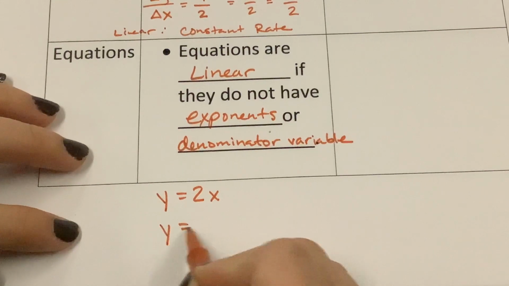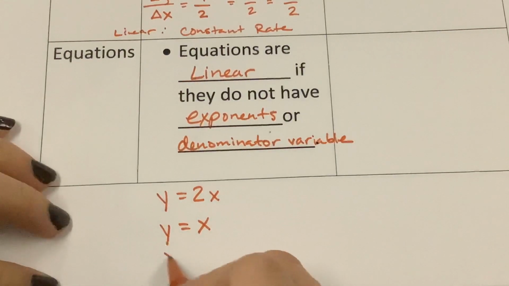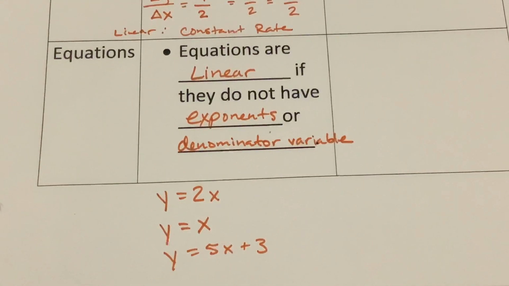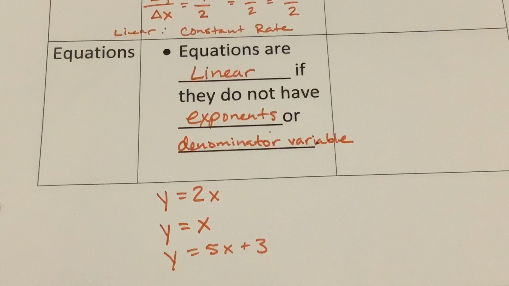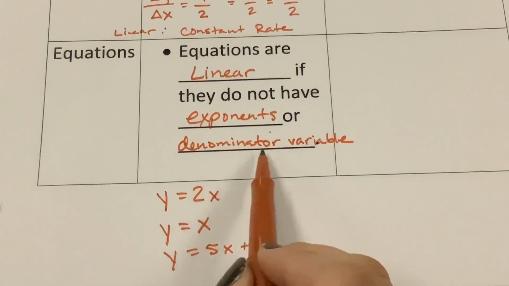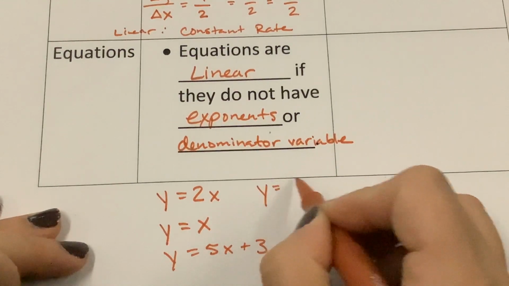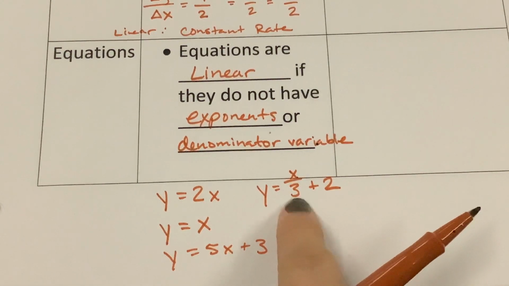Also, if I write y equals x, does it have an exponent? Does it have a denominator? No, so it's still linear. If I wrote y equals 5x plus 3, that's still linear. As long as it doesn't have these two components, it's linear. As long as it does not have an exponent or a variable in a denominator, it's linear. It can have a denominator, it just can't be a variable. So example, y equals x over 3 plus 2. The denominator is not a variable, so this is still linear.